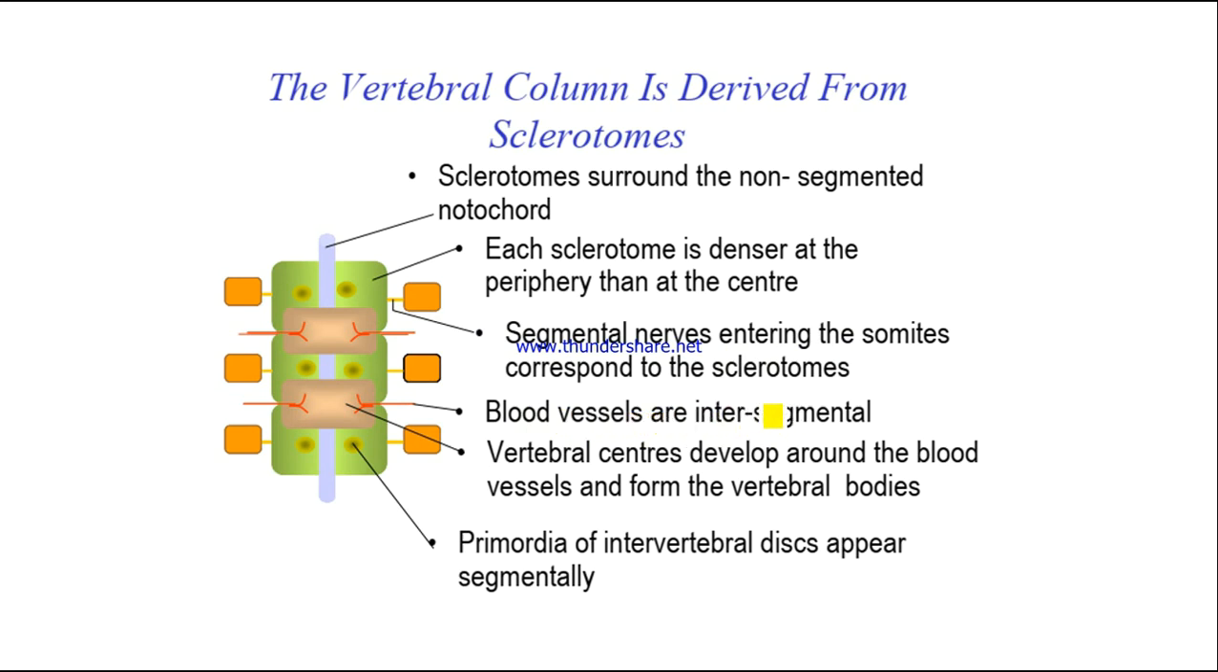These are going to be intersegmental, of course, where we've got a vein, an artery and a nerve, because we've got to have vascular supply as well as nervous supply. Then the vertebral centres develop around the blood vessels and form the vertebral bodies themselves. Then the primordia of the intervertebral discs appear segmentally, and here we can see the primordia.